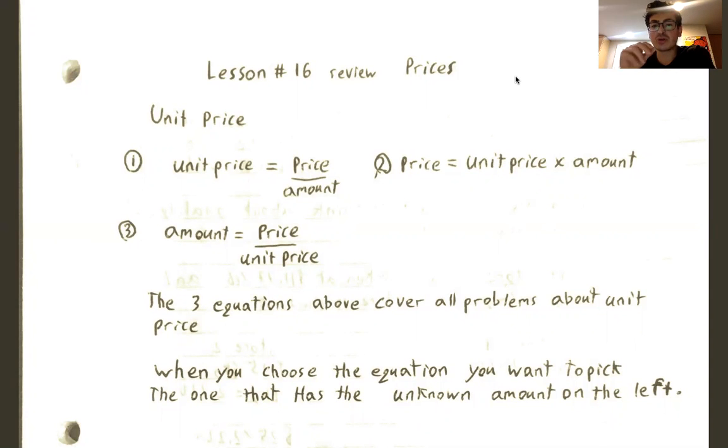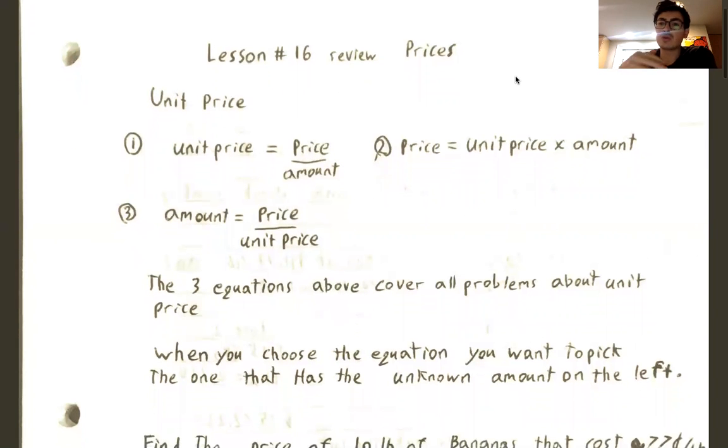I just thought I'd show you these three equations. And what you want to do is whenever you have a unit price problem, whatever you don't know, whatever is the unknown. So let's say you want to find your amount. That's your unknown. You'd choose equation 3, where you'd have your price and unit price, you'd know them. They would be stated in the problem. So you want to choose out of these three equations so that the variable you don't know, the unknown amount, is on the left-hand side.